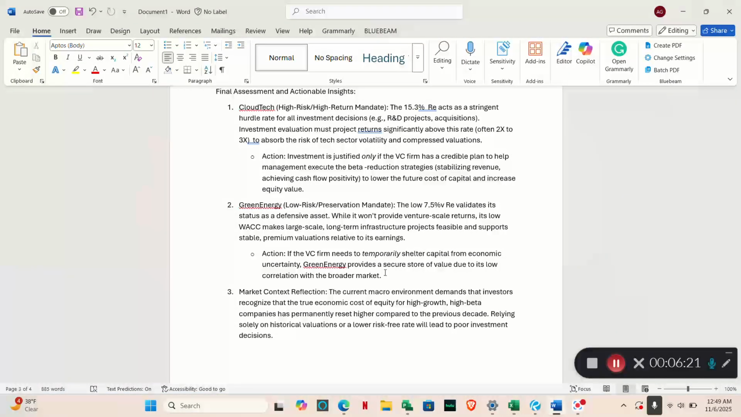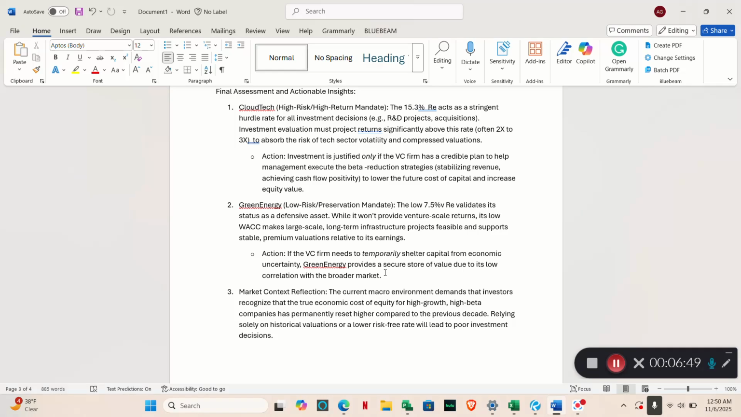Green energy, of course, is a low risk, capital preservation mandate. This low 11.5 RE value validates its status as a defensive asset, while it won't improve venture scale returns. Its low WACC makes large scale, long-term infrastructure projects feasible and supports stable premium valuations relative to its earnings.